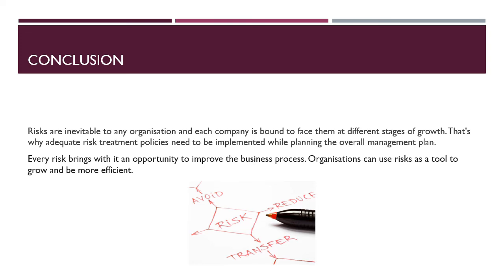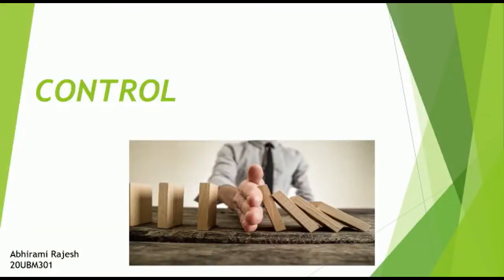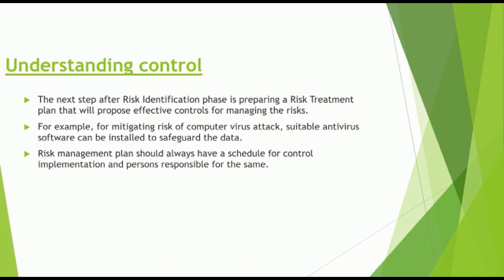Thank you. Understanding control. The next step after the risk identification phase is preparing a risk treatment plan that will propose effective controls for managing the risk. For example, for mitigating the risk of a computer virus attack, suitable antivirus software can be installed to safeguard the data. A risk management plan should always have a schedule for control implementation and persons responsible for the same.